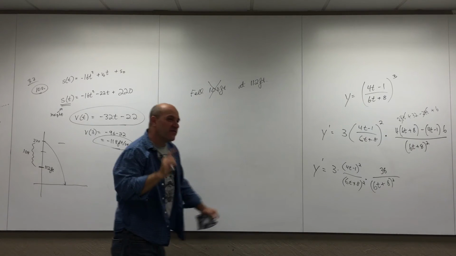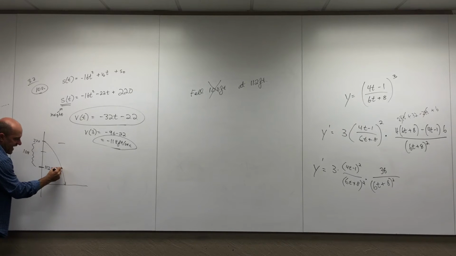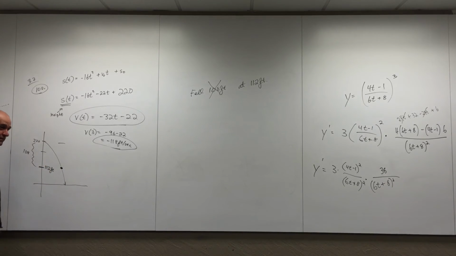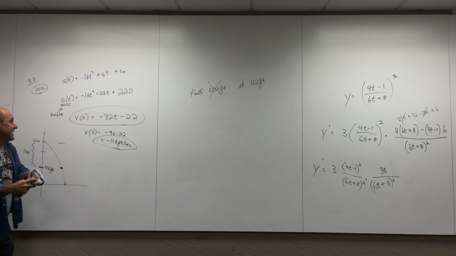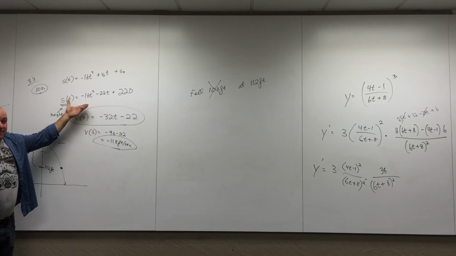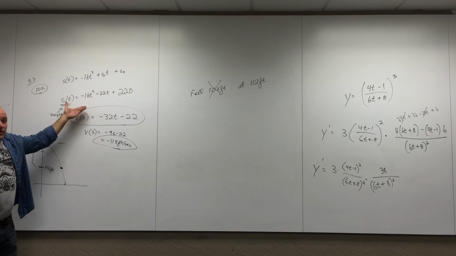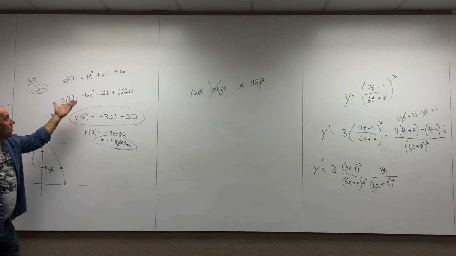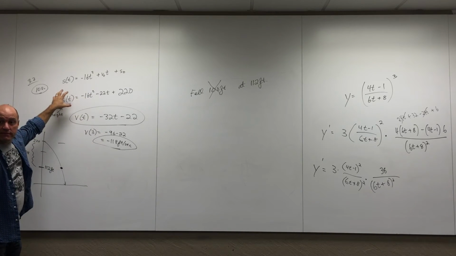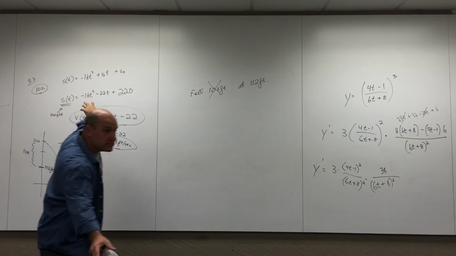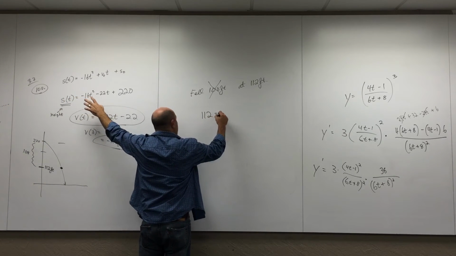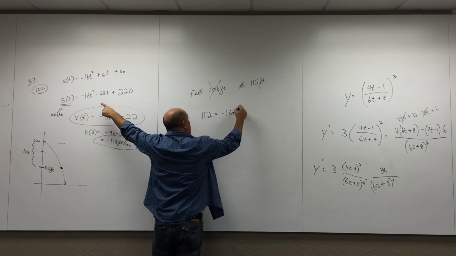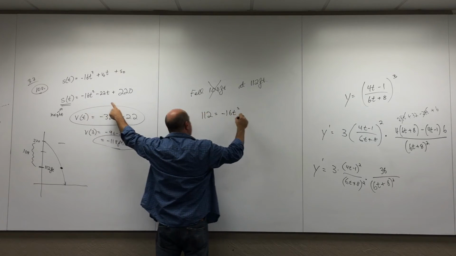You know what they want? They want the velocity at that time. At that height. At that time when you're at that height. I don't have the time when I'm at that height. How can I get the time when I'm at that height? I might have to solve a quadratic equation here. I might have to go back to my height formula and ask, when am I at 112 feet? So I'm going to plug in 112 for my height equation. What are we trying to find? The time it takes for me to get to this height.